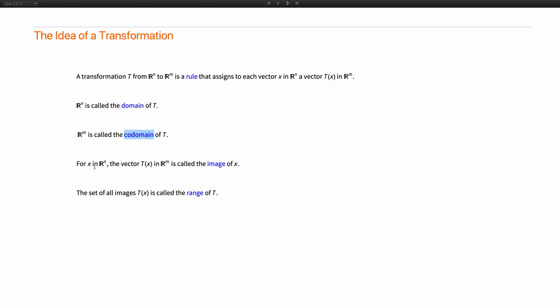And if you take a vector x in Rn, then the vector T(x) is called the image of x, for reasons which we'll see in a few moments. And the set of all these images is called the range of T. So roughly speaking, that's the set of vectors in Rm which actually get used by T.